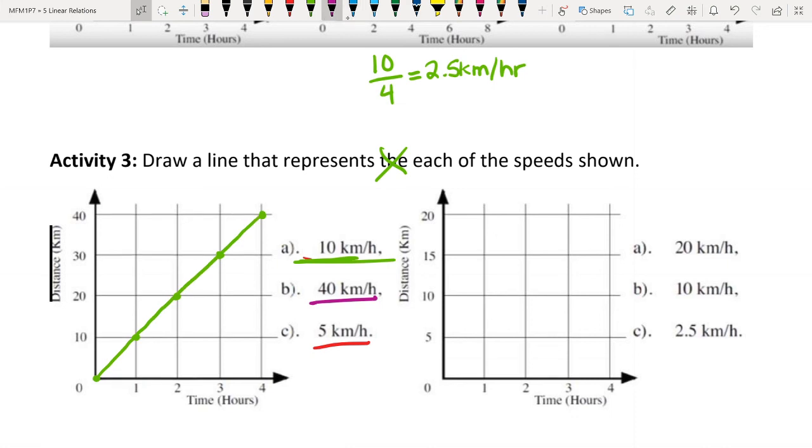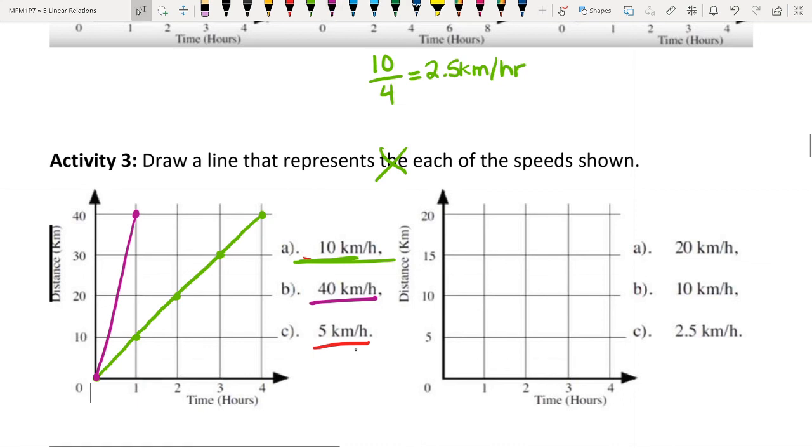All right, what about B? B says 40 kilometers per hour. If they're driving 40 kilometers per hour, how far will they be after 1 hour? Hopefully you got it. They'll be 40 kilometers away. And so starting from here, that's what that line is going to look like. It shows a speed of 40 kilometers per hour.